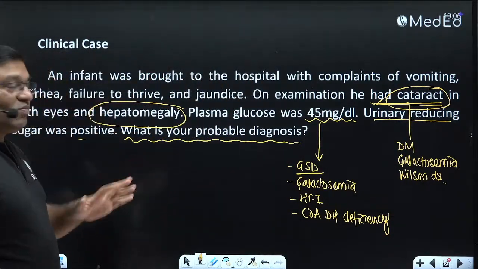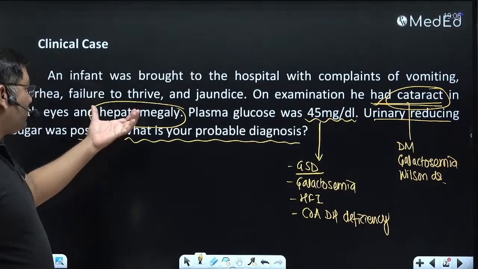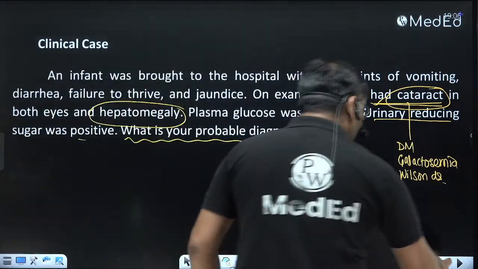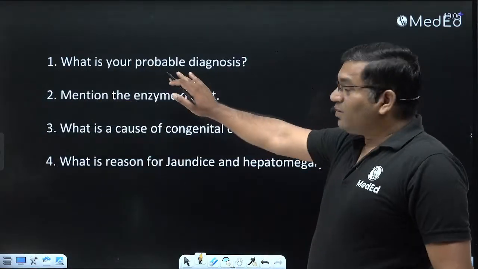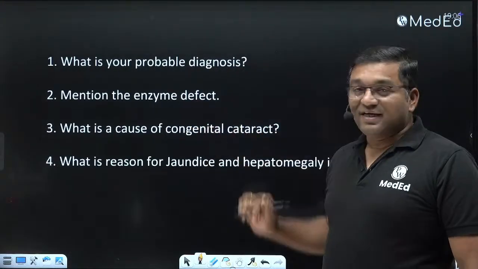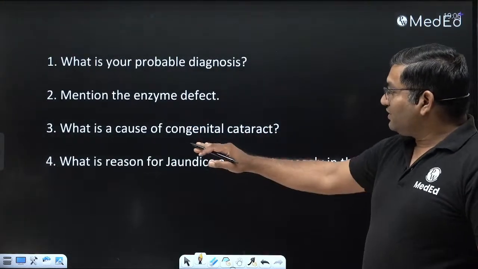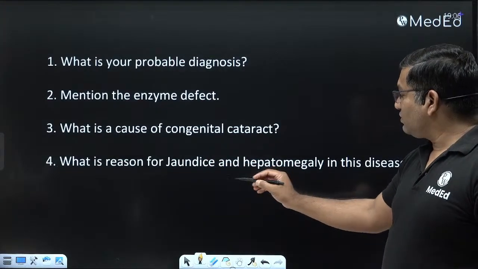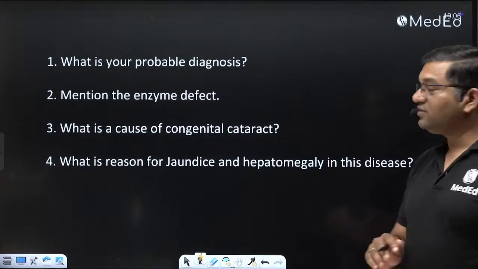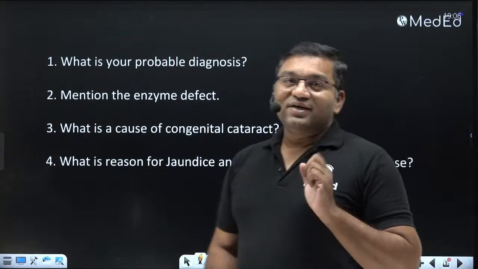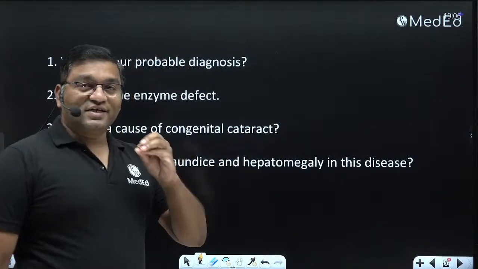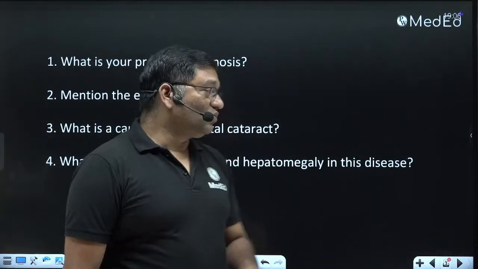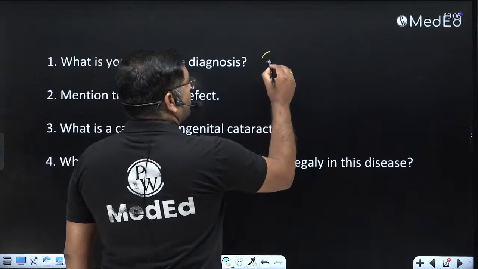So what is your probable diagnosis here, and what is the reason behind these symptoms? See the questions here. What is your probable diagnosis? First, mention the enzyme defect. What is the cause of congenital cataract, and what is the reason for jaundice and hepatomegaly in this disease? So what is your probable diagnosis? This is a case of classical galactosemia.